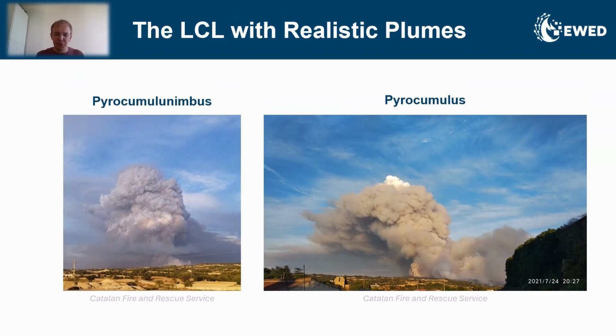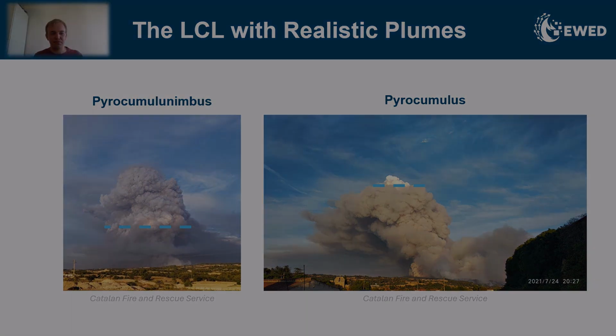When we look at these pictures, we visually see the transition from a dry plume where there is no condensation yet towards the cloud. And this transition is the point where the relative humidity goes from below 100% towards above 100%, meaning that clouds can form. And this is what the lifting condensation level means in reality. It's the height that the plume has to reach before clouds can form.